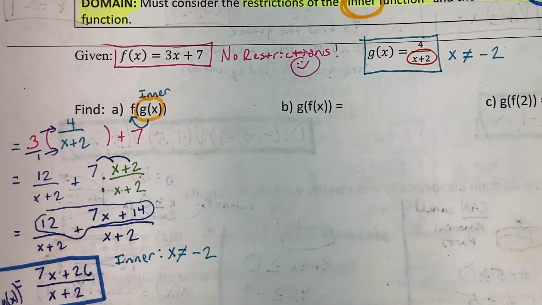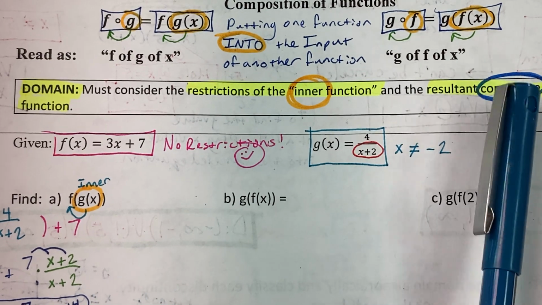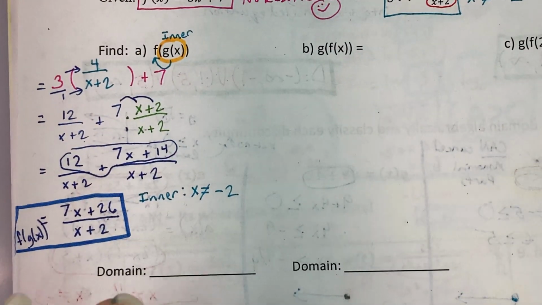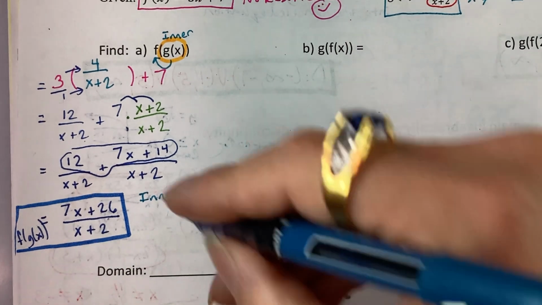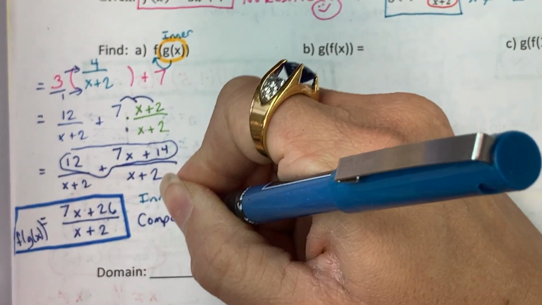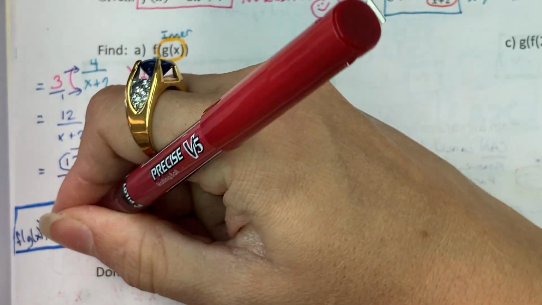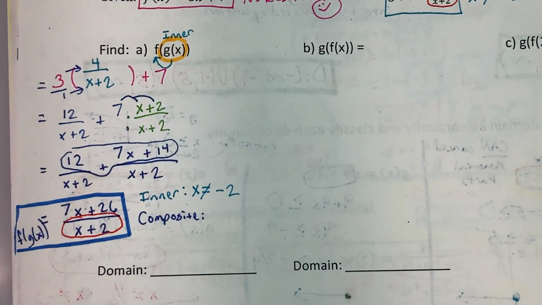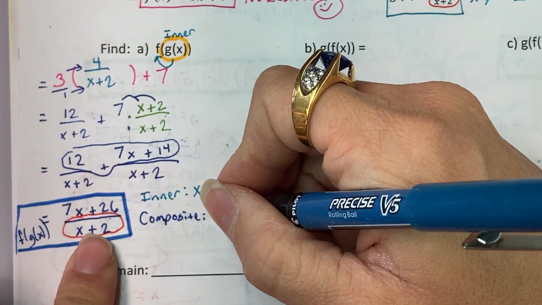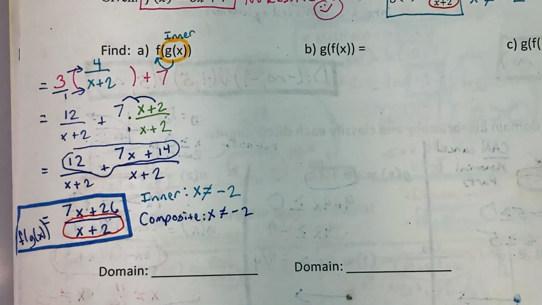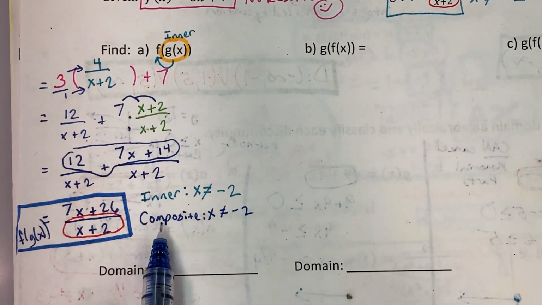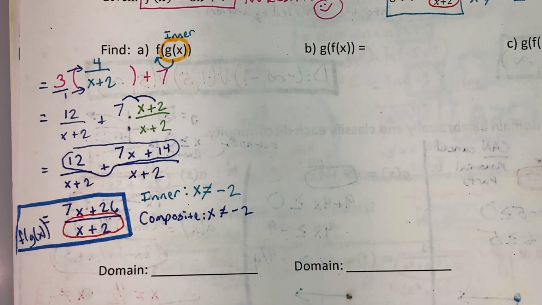But then I have to consider the composite restriction as well. So folks, when I look at my simplified composite expression, does this function have any restrictions? Unfortunately, it does. Because there's a denominator, we automatically know there's going to be some x value that makes dividing by 0 not okay. So what x value is not going to be okay? Oh, -2. So it's actually, luckily, the same restriction as our inner function. So that means my domain is all real numbers except for -2.